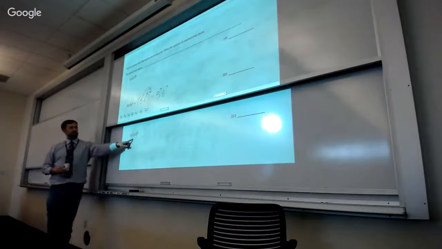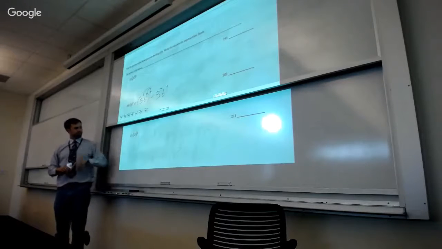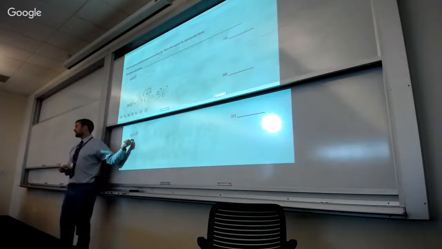It makes sense. Okay, now how about this one? Negative 2 to the 4th squared. What makes this problem tricky?